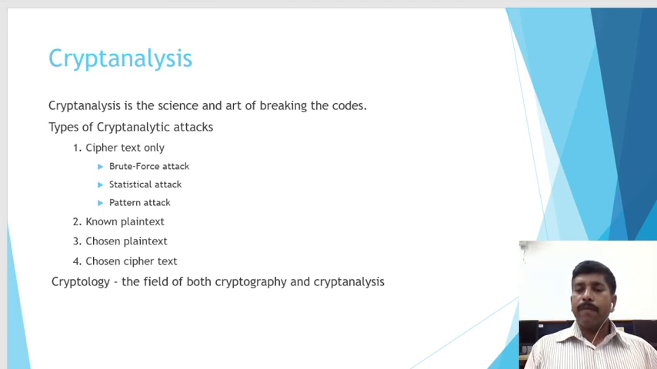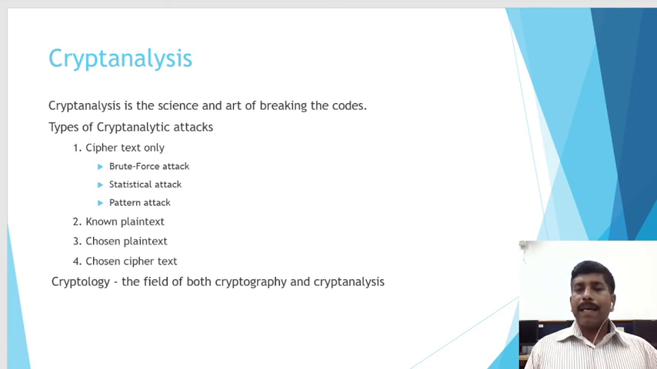The second type of attack that can be done is known plain text. In known plain text, the cryptanalyst has a copy of the ciphertext and the corresponding plain text. So he has both copies. By using this, he can attack and decrypt.